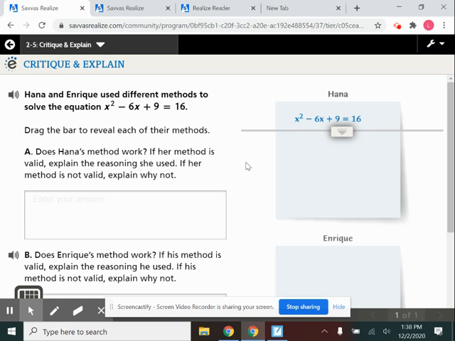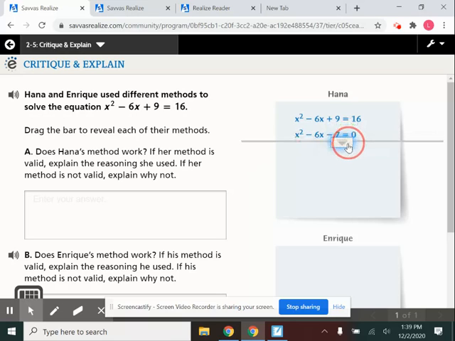This video is going to go through the solution to the 2-5 critique and explain that you had to complete in SAVAS, or SAVAS, however you would like to say it. So your first question here says Hannah and Enrique use different methods to solve the equation x squared minus 6x plus 9 is equal to 16. And we can drag this bar to see what Hannah did.